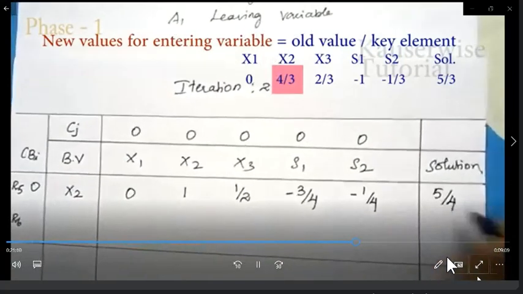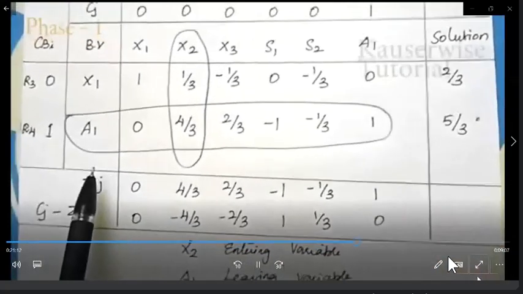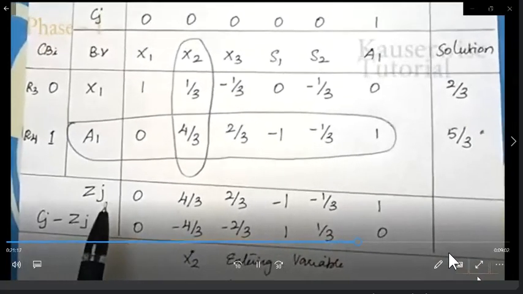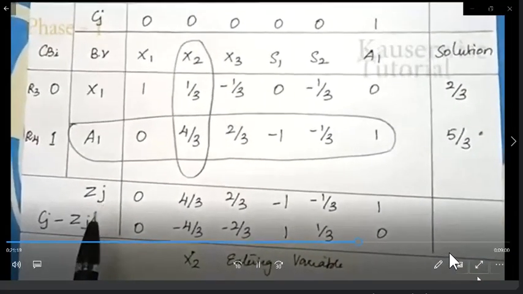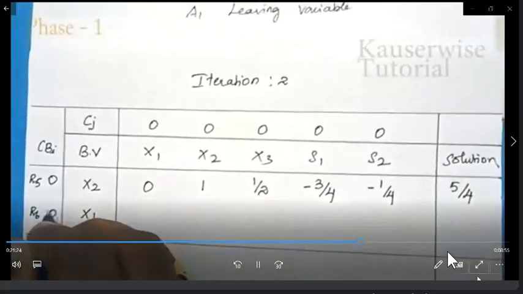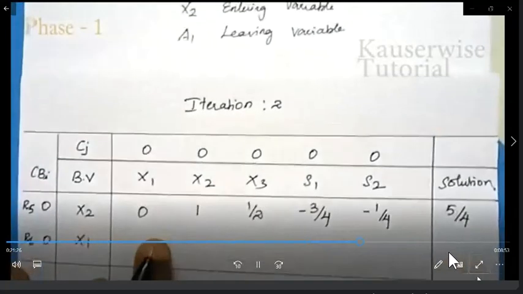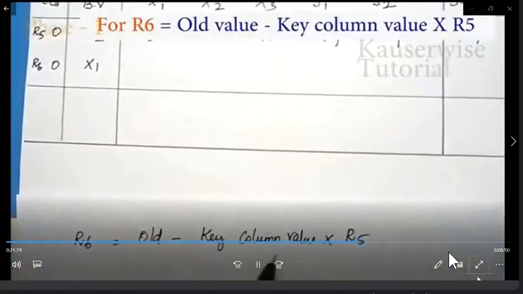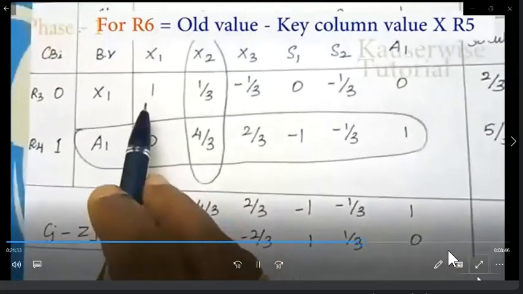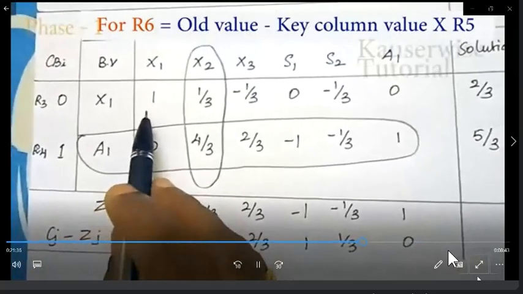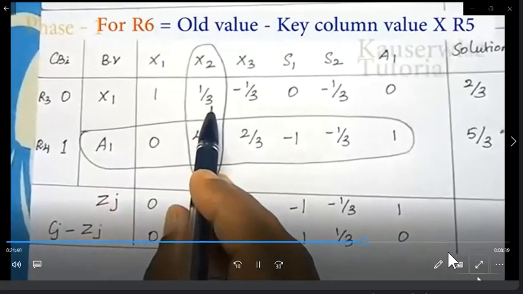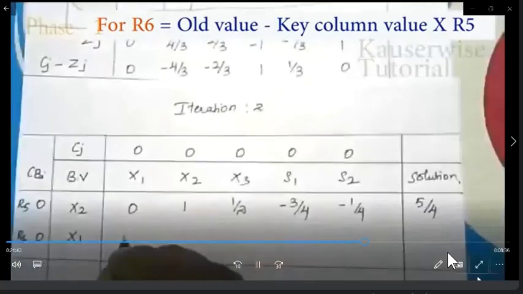Okay, now we have to find row 6. For row 6, there is a simple formula. As we did in the previous iteration, you can follow the same procedure. So the x1 value is 0. For the new value, the formula is old value minus key column value into row 5 value. See the first one. The old value is 1 minus key column value 1 by 3 into new row value 0. The answer is 1.